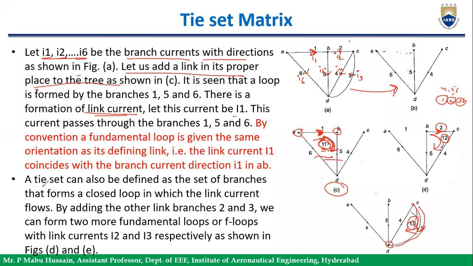Now a tie-set can also be defined as a set of branches that forms a closed loop in which the link current flows. By adding the other links 2 and 3, you can form the two fundamental loops, which are called the F-loops, with the link currents I2, I3 respectively. These are shown in all these figures.